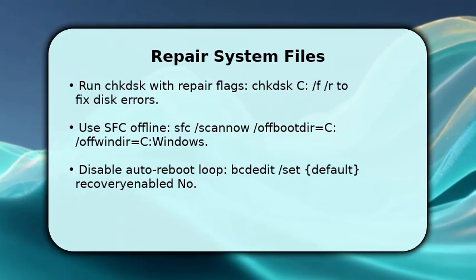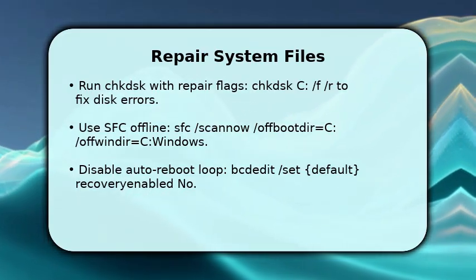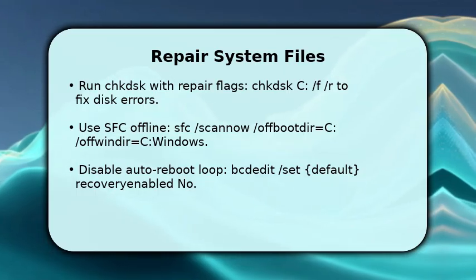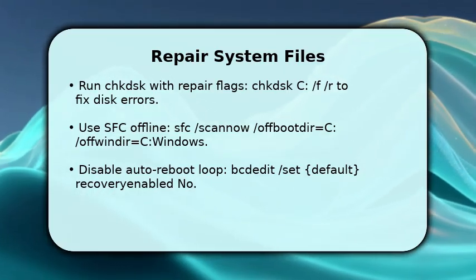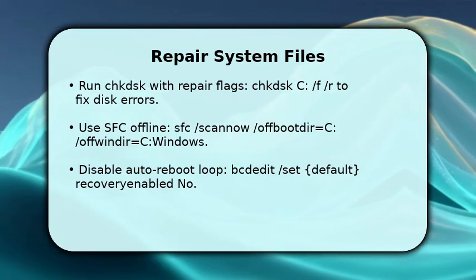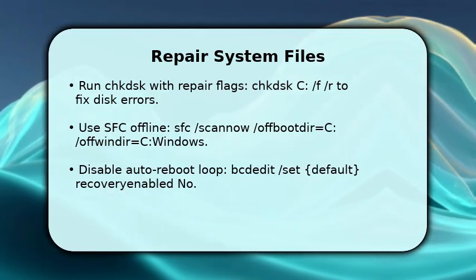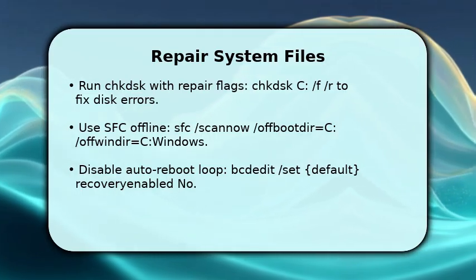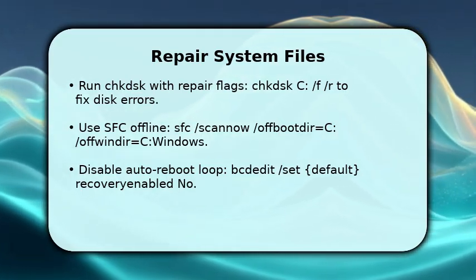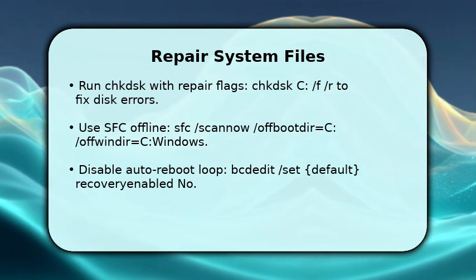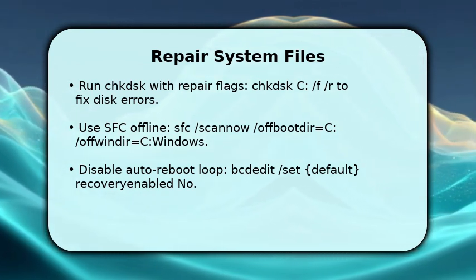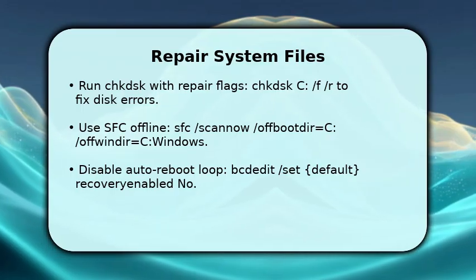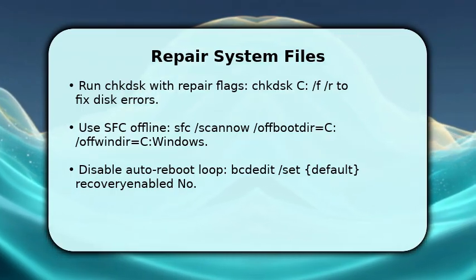Once chkdsk finishes, run the offline system file checker, sfc /scannow /offbootdir=c:\ /offwindir=c:\Windows to restore corrupted system files. If automatic repair keeps looping, temporarily disable recovery with bcdedit /set {default} recoveryenabled no, then reboot to test. Finish by exiting command prompt and rebooting normally to verify the repair.